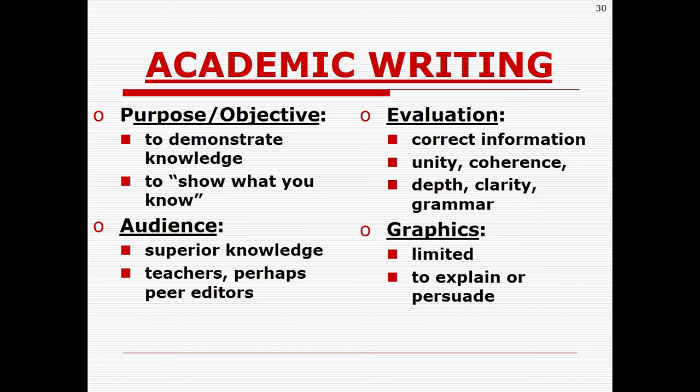For evaluation of academic writing, this is more on correct information, unity, coherence, depth, clarity, and grammar. Always remember for academic writing that is more on depth, clarity, grammar, unity, coherence, and correct information. They are just going to use graphics, but that's actually limited, and at the same time to explain or persuade. Academic writing is more on persuading and at the same time explaining, demonstrating, giving information, demonstrative, expressing your feelings at the same time.